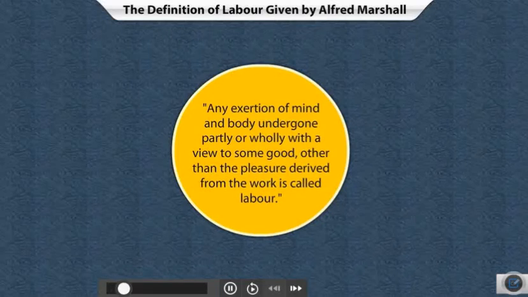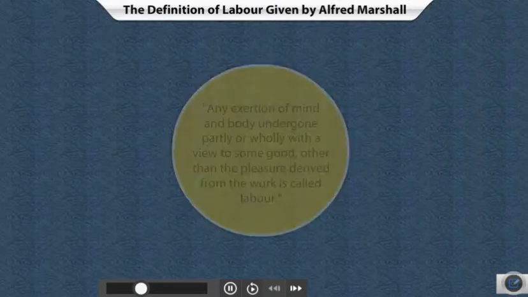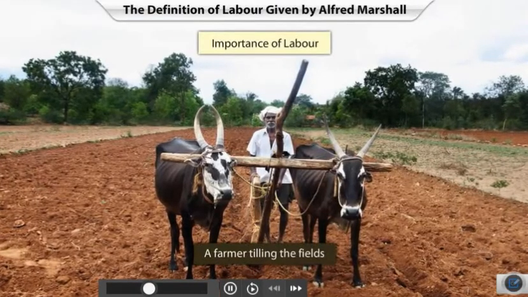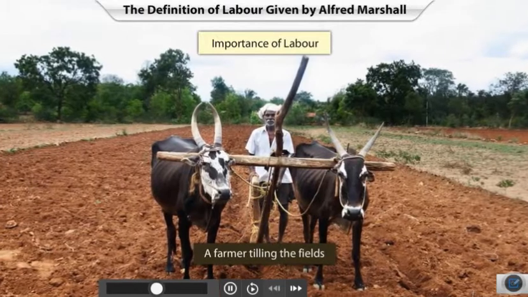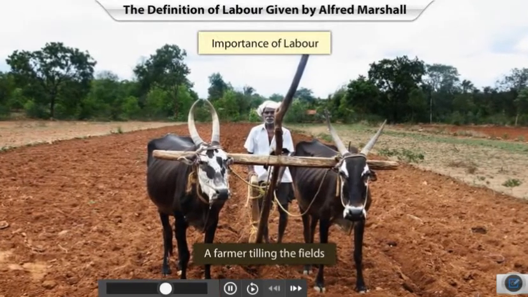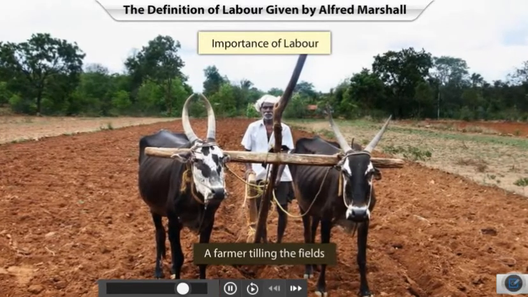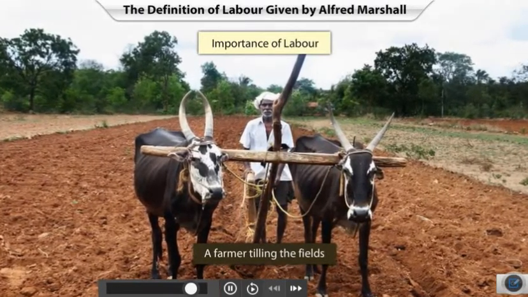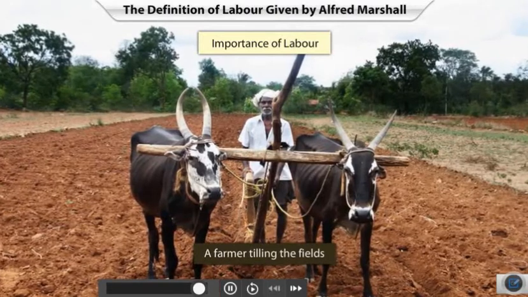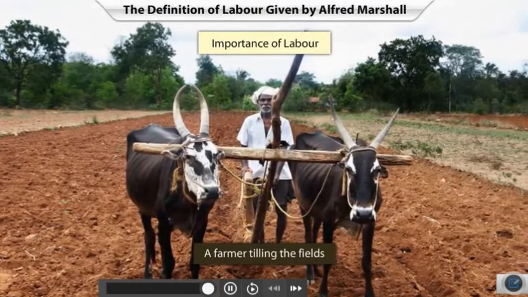Here is the definition of labor given by Alfred Marshall. Labor is a productive factor of production. It is considered important not only because it is productive, but also because it activates other factors of production and makes them useful for production purposes.